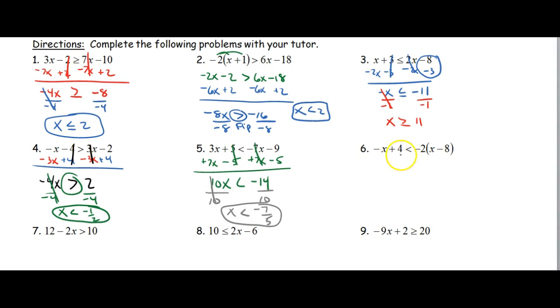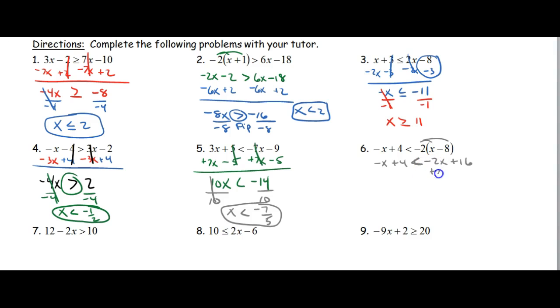Number 6. Is there any simplifying on the left side? No. So, on the right side, I have to go ahead and distribute this negative 2. So again, negative 2x, negative 2 times negative 8 is positive 16.